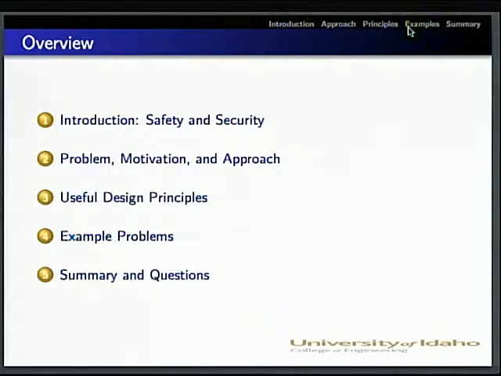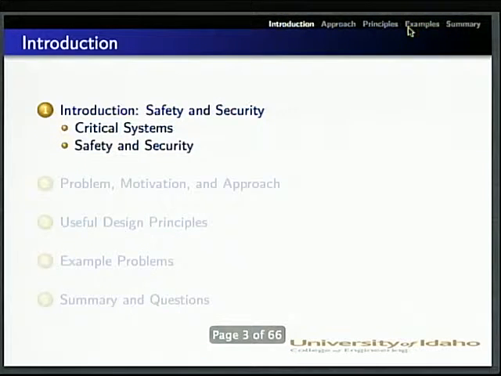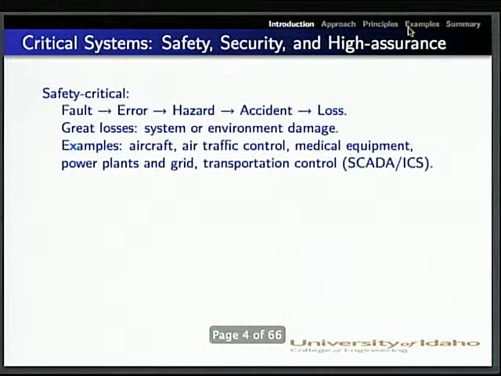But if you have any questions during the presentation, please feel free to ask for clarification. Within the introduction, I want to introduce first what critical systems are, and then what the relationship between safety and security is, and definitions of safety and security.